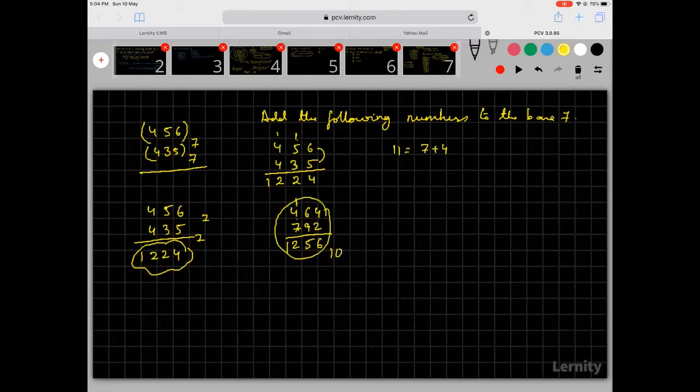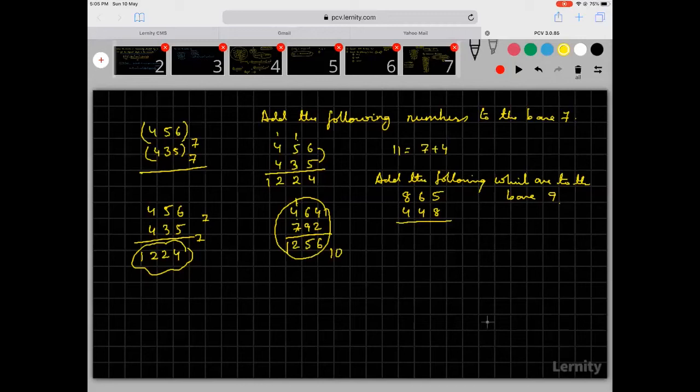Now I want to see if you can do the same to 865 and 448. These are numbers to the base 9. So the following numbers are to the base 9. Add them. Add the following, which are to the base 9. So add them up. So how will you add them up?